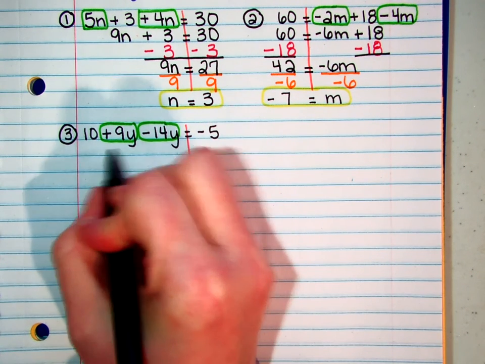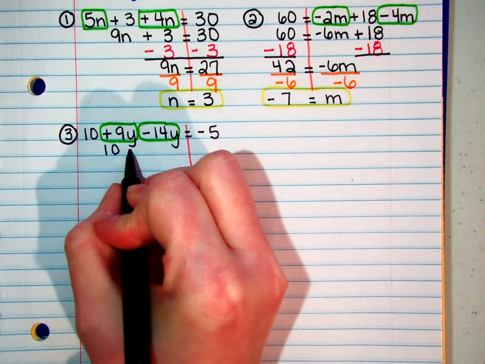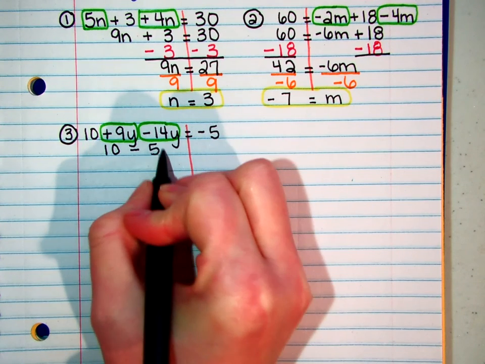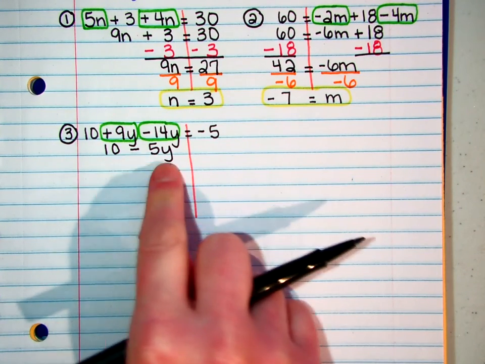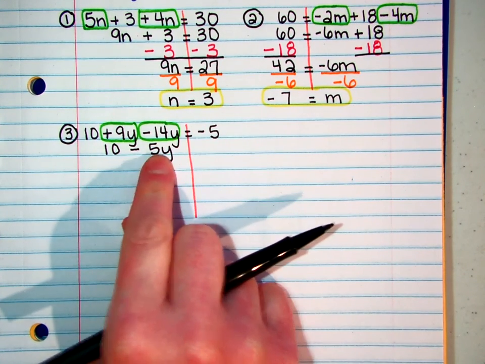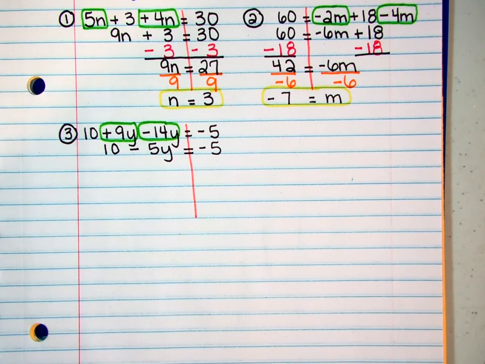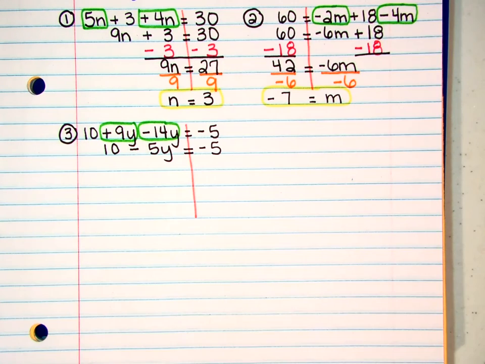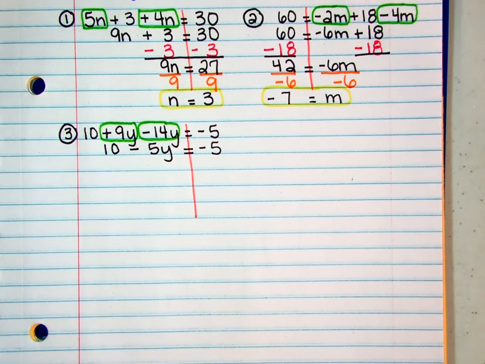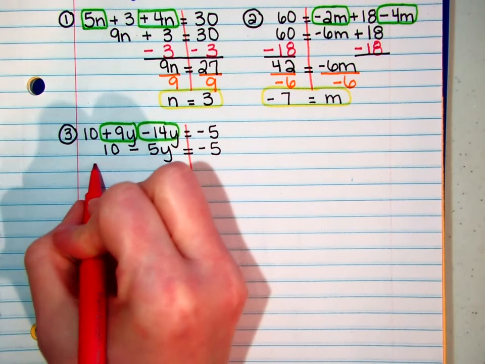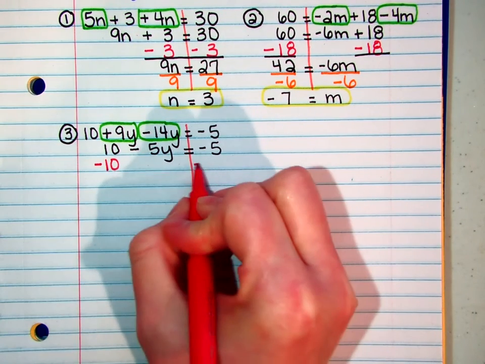I'm going to just put my 10 down here, bring him down, and do 10 minus 5y. I'm going to leave it like this. Now, if you want to do plus negative 5, that's fine. It's the same. Is equal to negative 5. Alright, now I've got to move my 10 to the right-hand side with my negative 5. He's a positive 10, so we shall subtract him from both sides.